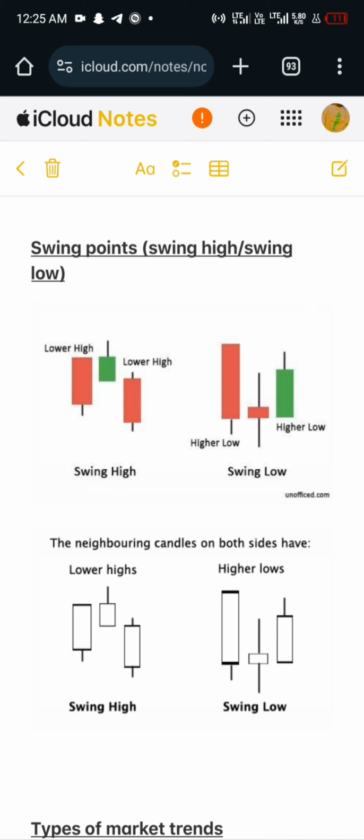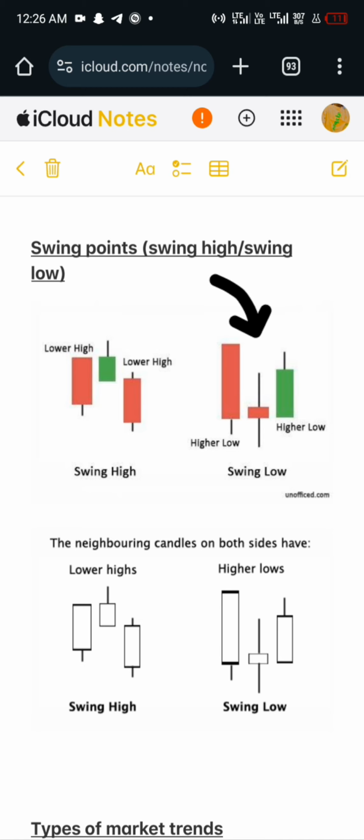The difference between your swing high and your swing low, simply put, is that your swing high has a candle in the middle that is higher than the candle to the left of it and the candle to the right of it. So essentially, the two candles to the left and right of it both have lower highs, whereas the one in the middle has a higher high than both of them. So that's what makes it a swing high. The candle in the middle is higher than the candle to the left and the candle to the right.